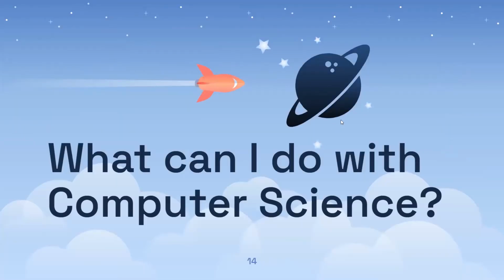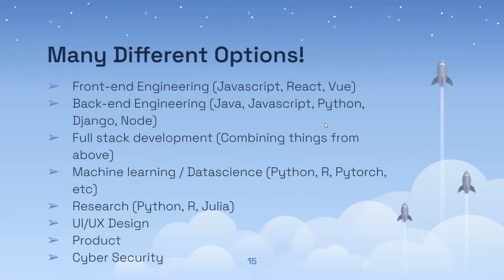Okay, so what can I do with computer science? This is a really hard question because you can do a lot of stuff with a degree in computer science. There are many different options: front end, back end, full stack, machine learning, research, UI and UX design, product, cybersecurity. Probably some of these words don't make sense to some of you. So luckily, I've created slides for every single one of them. I'll try to give a brief 10,000-foot overview of all these different career paths to you, and maybe throw out some ideas of things that you could do with them to get ahead.